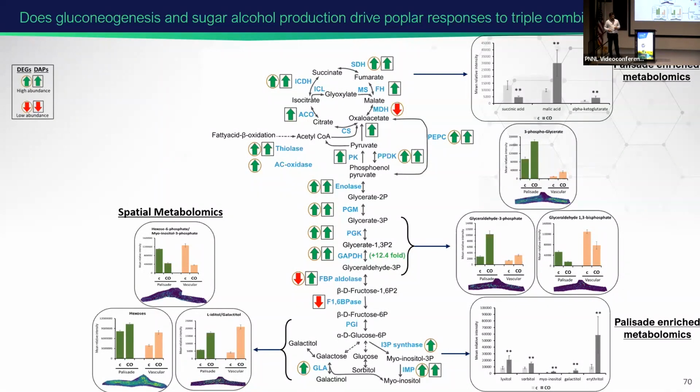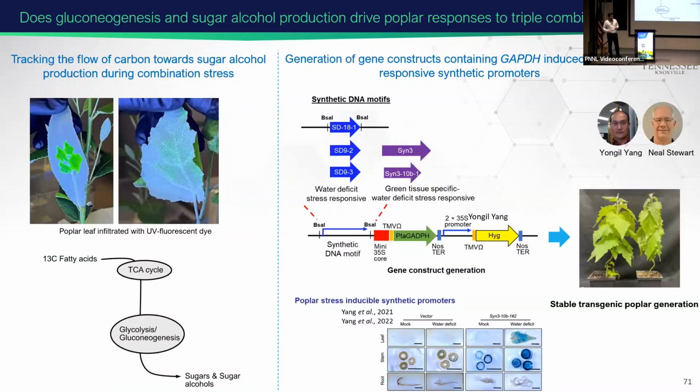Going forward, we are trying to prove this using two different approaches. One is to infiltrate Poplar leaf with stable isotopic fatty acids. This is the image of a UV fluorescent dye injected into Poplar leaf to show how efficient our infiltration process is. So right now we are infiltrating with a stable isotopic fatty acid, and then we are exposing the poplars to combination stress to see if this signature from the fatty acid is transported to the sugar and sugar alcohol. In that case, we can confirm that this pathway of gluconeogenesis is activated during combination stress in palisade cells.